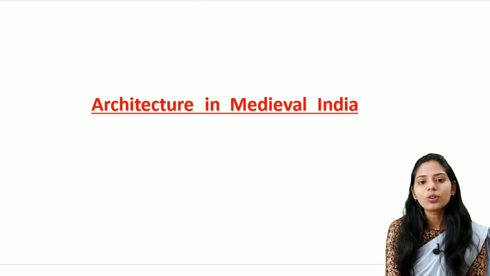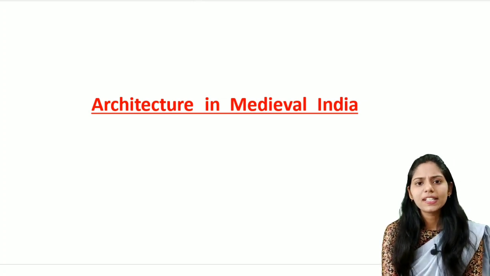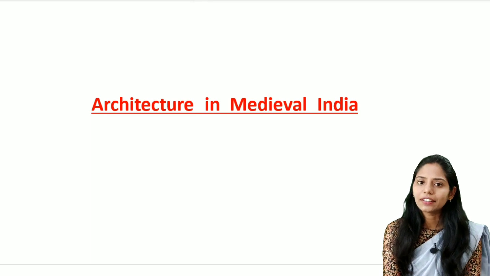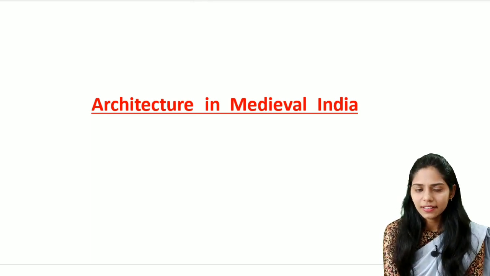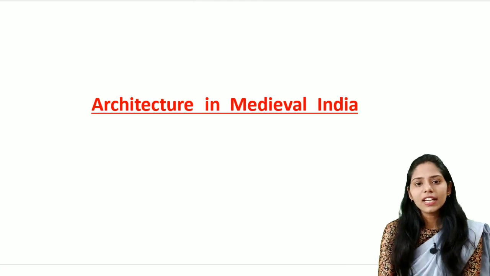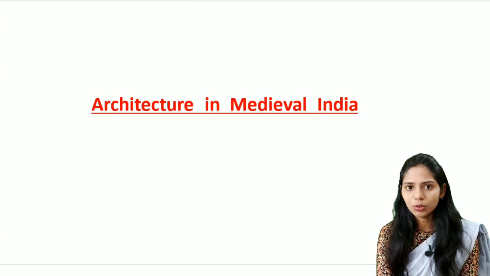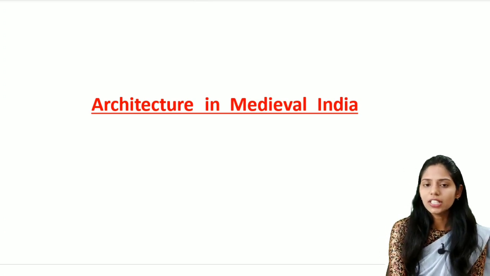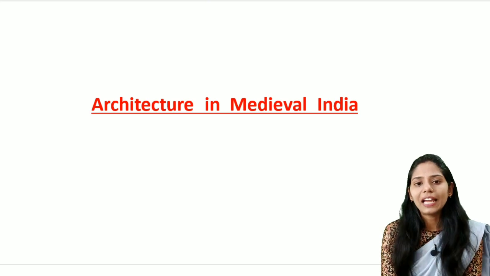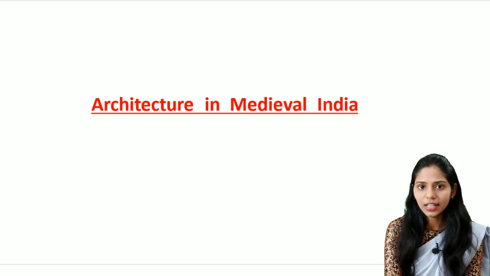Today in this lecture, we are going to see the architecture in the medieval period. So before getting into the topic, let us see some of the introduction regarding the architecture of the medieval period. First of all, when did this medieval period start? If you see, we can divide history broadly into three types: ancient, medieval and modern. The medieval period is present between the ancient and the modern period, and the timeline is from the 6th century to the 18th century AD.